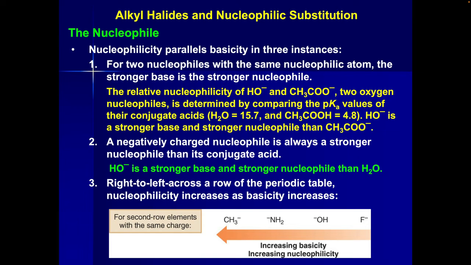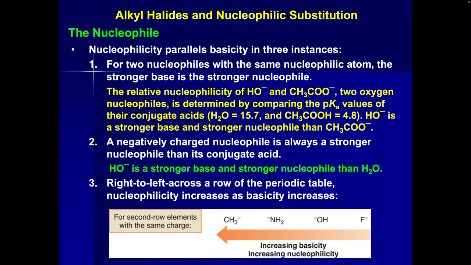As you move from right to left across the row of the periodic table, nucleophilicity increases as basicity increases. So as you go from right to left in a period, you're going to have increasing nucleophilicity. Okay, so CH3 minus is a very strong nucleophile. NH2 is less. Hydroxide is less. Fluoride is less. As you move from left to right, remember, we become more acidic, which means by definition you become less basic. So that's how this all comes out.